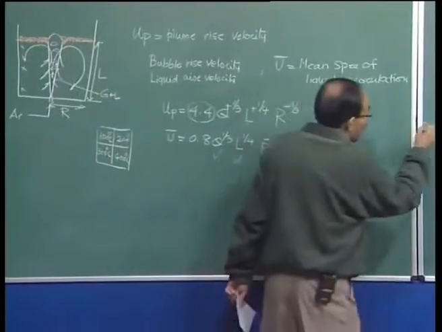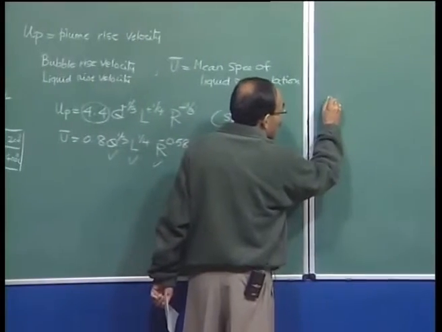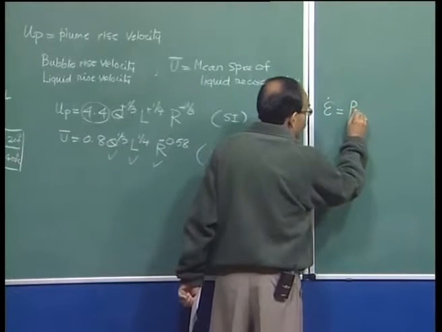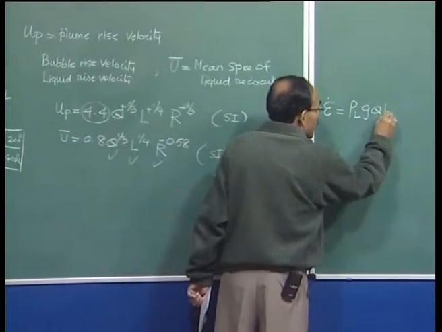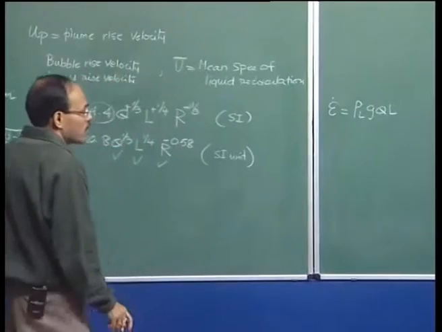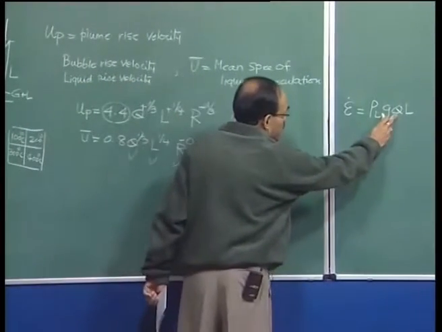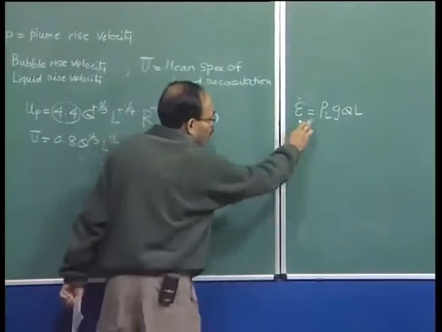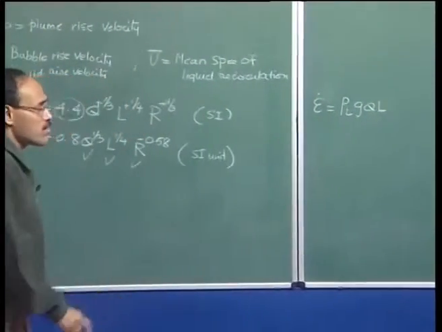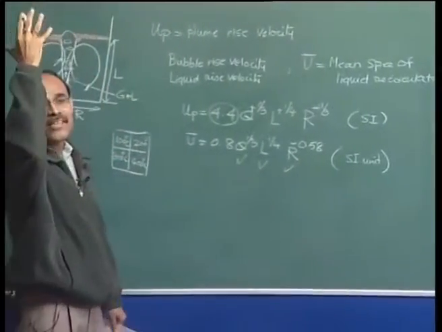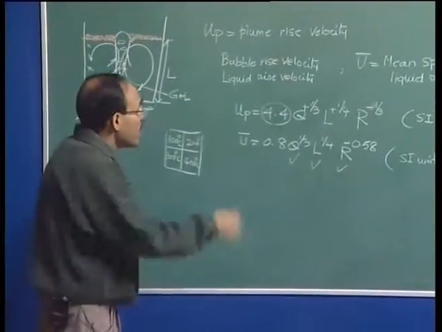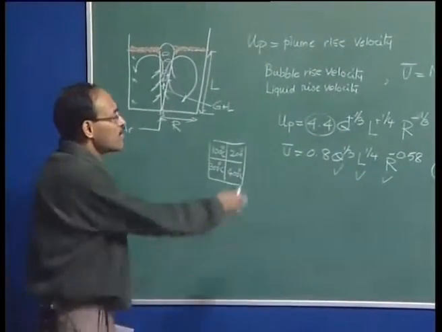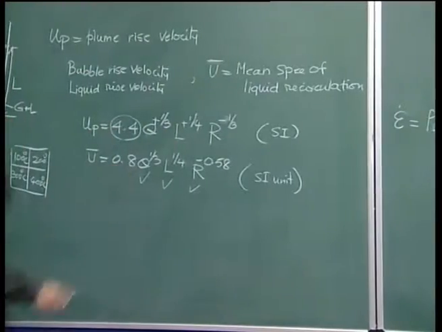Now imagine we have said that the potential energy input rate, which is typically denoted by epsilon dot, is equal to rho liquid g Q into L, and this tells us that if we increase the gas volumetric flow rate, or if we increase the depth of liquid for any given system where rho L is constant, the rate of energy supply is going to increase. It is because more energy means more rate of recirculation, and that is being reflected in this particular formula as well.